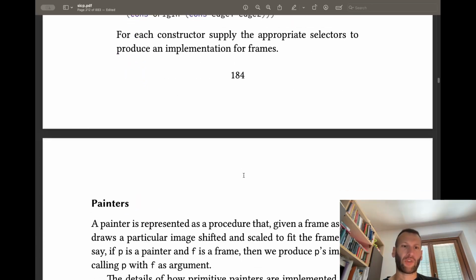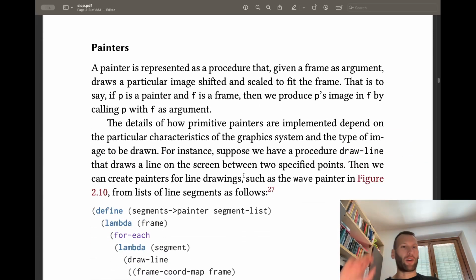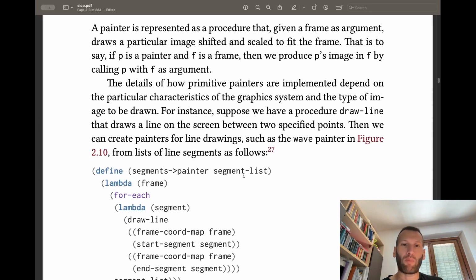Okay? Exercises. Painters. A painter is represented as a procedure that, given a frame as argument, draws a particular image shifted and scaled to fit the frame. That is to say, if P is a painter and F is a frame, then we produce P's image in F by calling P with F as argument. The details of how primitive painters are implemented depend on the particular characteristics of the graphics system and the type of image to be drawn.